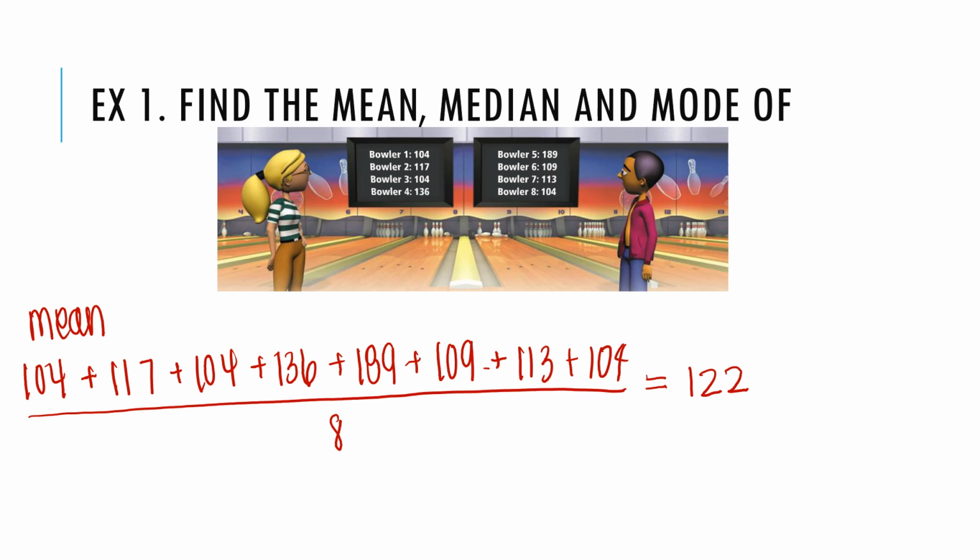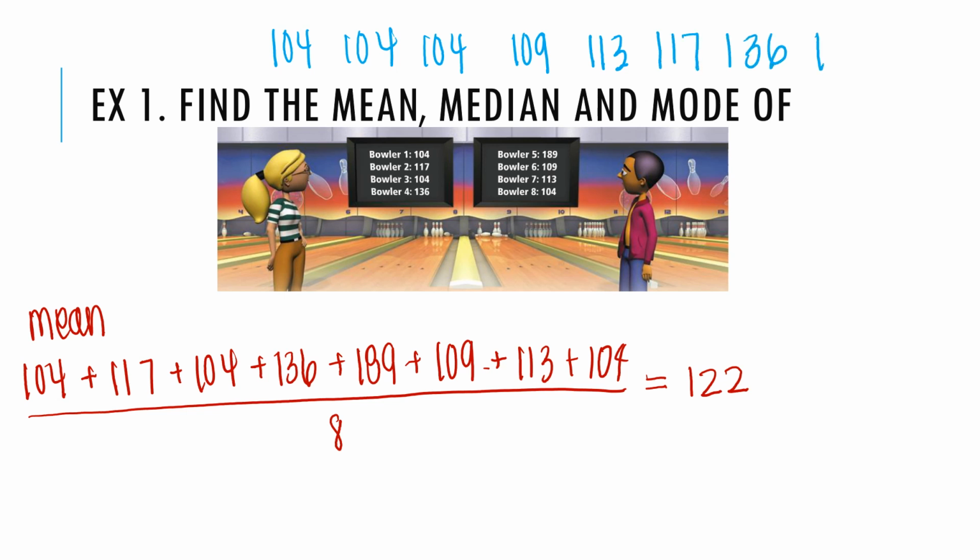Okay, the next thing is we're going to find the median. To find the median, I need to put these in order. So I'm going to use the space up here to put that in order. The smallest one is 104, then after that we have 104 again and 104 again. Then you have 109, 113, 117, 136, and then 189.